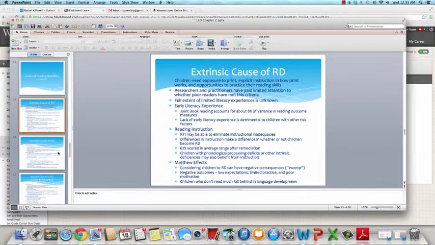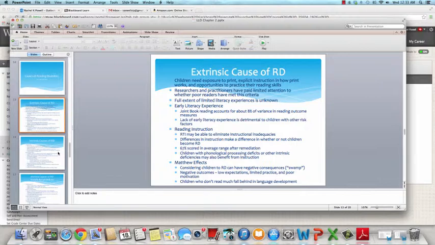But we also need to give consideration that even considering children for reading disabilities can have negative consequences. And the authors refer to it as the swamp. Once they get bogged down in the swamp of being at risk or not being good readers, they could stay there forever. You can't work your way out of the swamp. And there can be negative outcomes of putting children at risk for reading disabilities or labeling them with reading disabilities, such as low expectations, limited practice, and poor motivation.